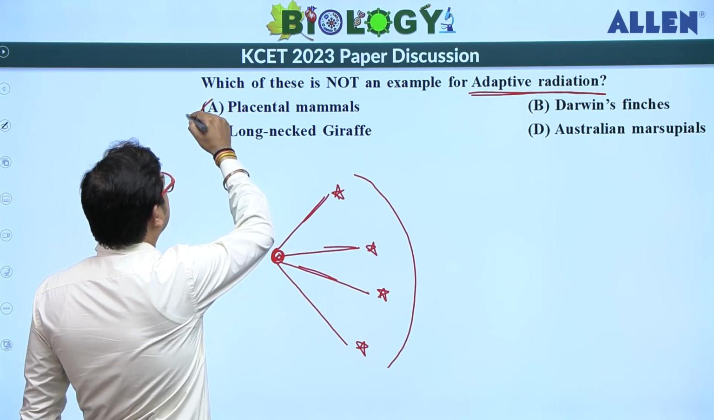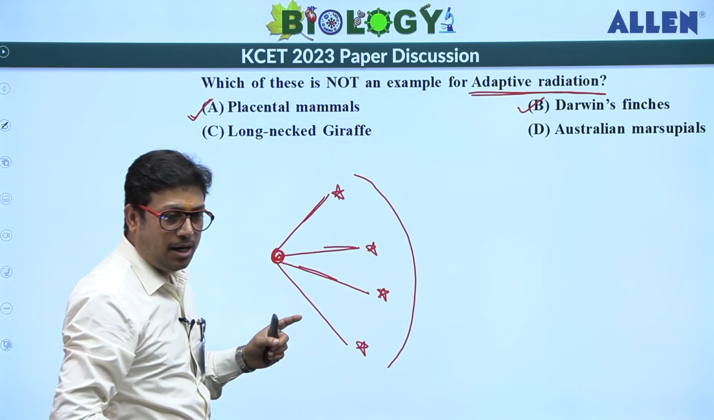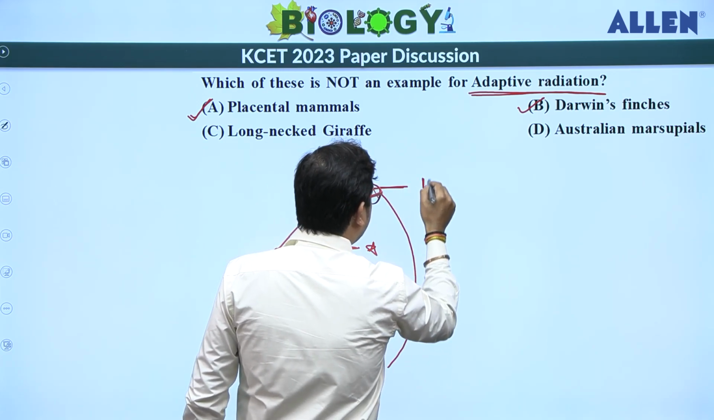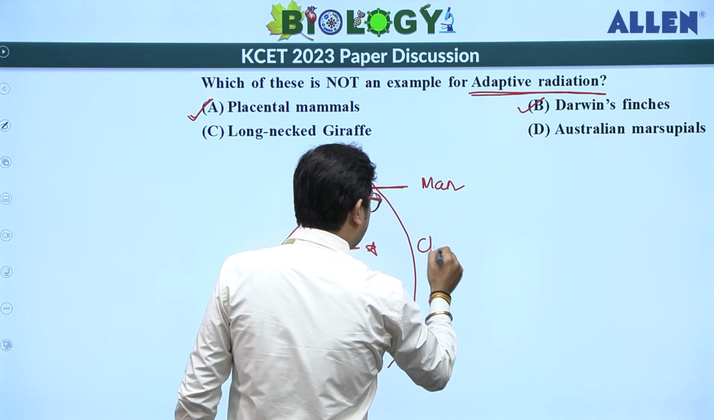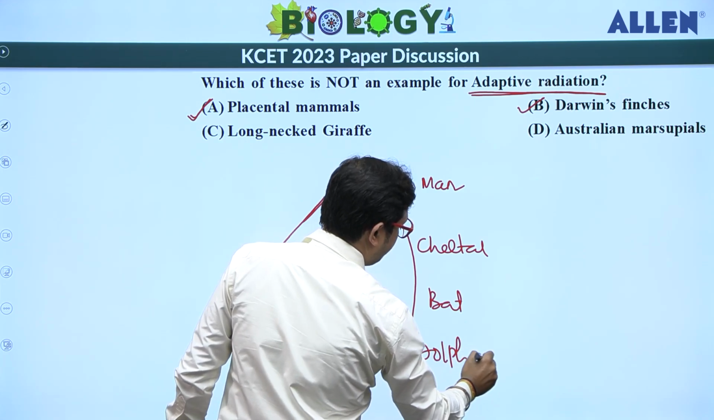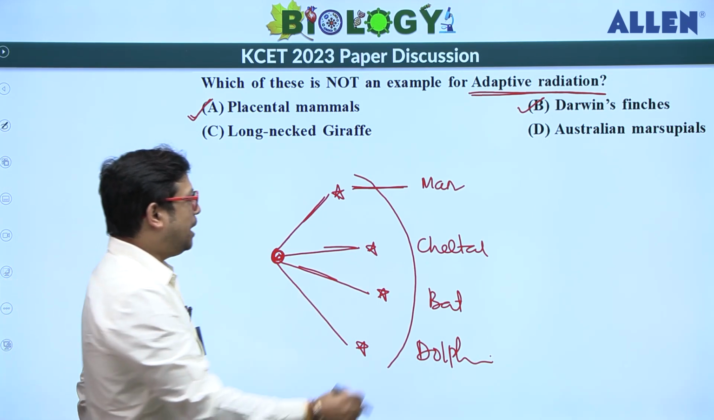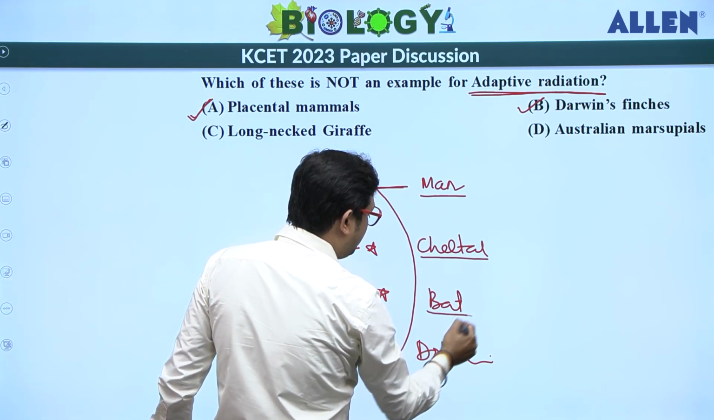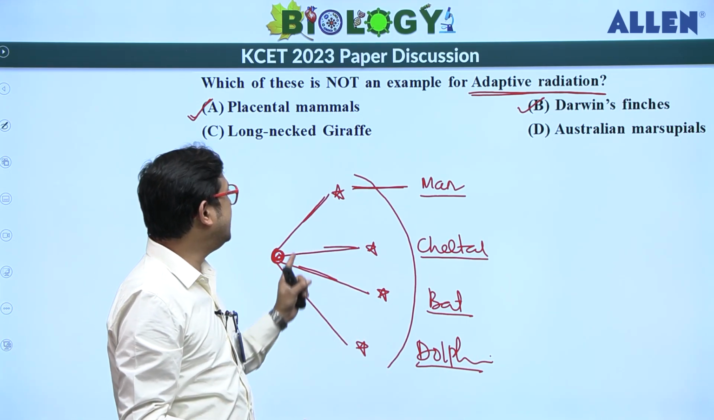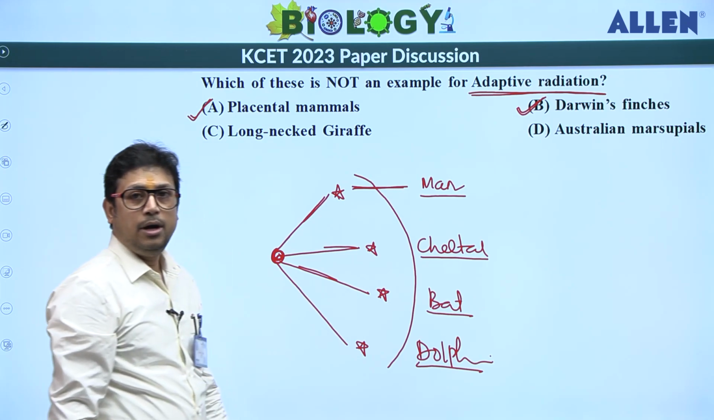So placental mammals, Darwin finches. Placental mammals means, say for example, man, cheetah, bat and dolphin, right? So these all are mammals. These all are mammals. But here what happened? Due to their adaptation to different environmental conditions, their forelimbs are modified. So it is an example of what? Adaptive radiation. Darwin finches, that is also adaptive radiation.